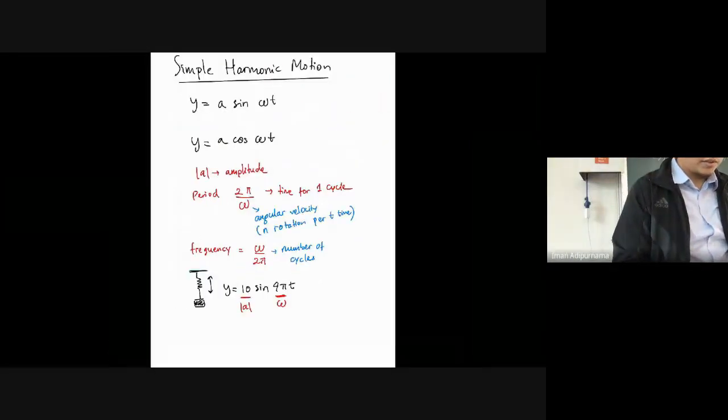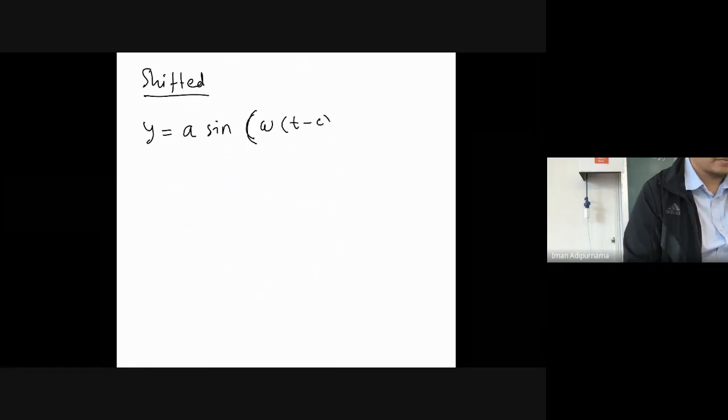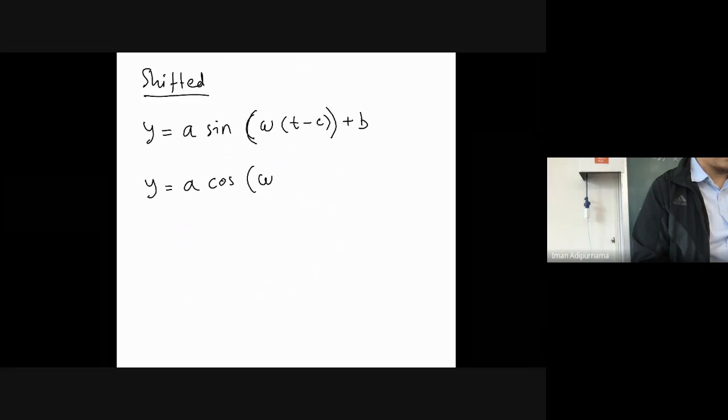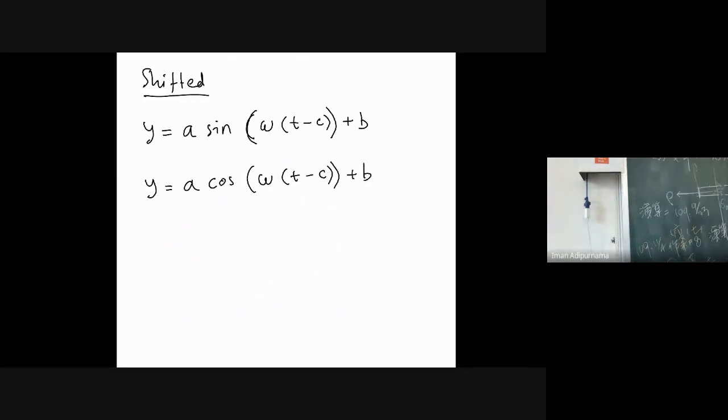Okay, and then this is just the simple harmonic motion, and we also have the shifted one, which is basically similar to what we did before, but in terms of omega. So a sine and then omega. Basically you have a horizontal shift and a vertical shift.